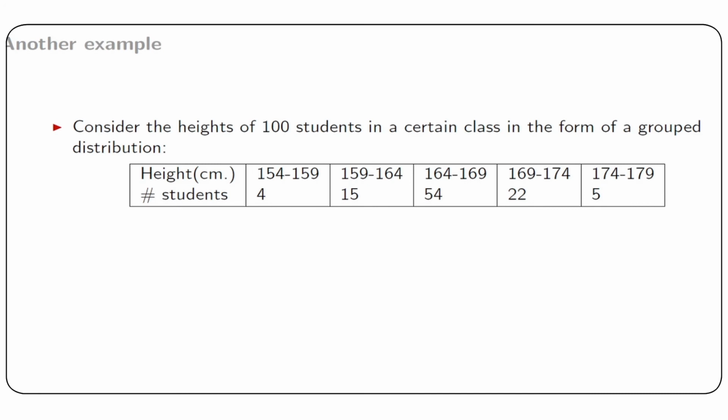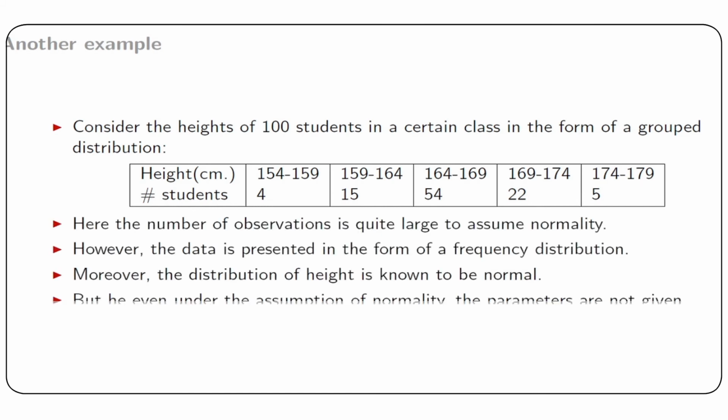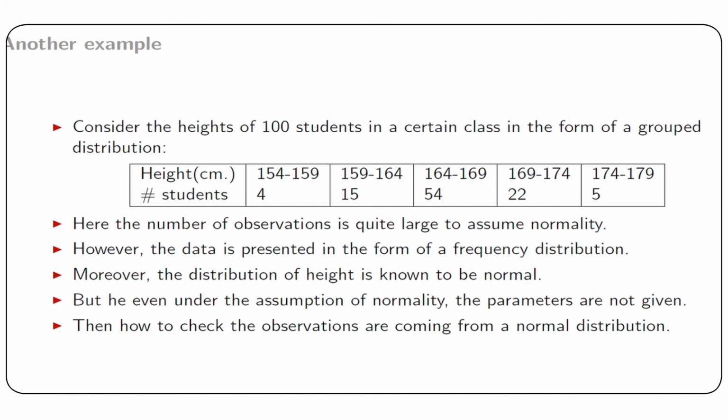So in this case also the number of observations, which is 100, is quite large to assume normality. However, the data is presented in the form of a frequency distribution. Moreover, the distribution of height is known to be normal. But even under the assumption of normality, the parameters are not specified. So the question is how to check whether the observations are coming from a normal distribution.